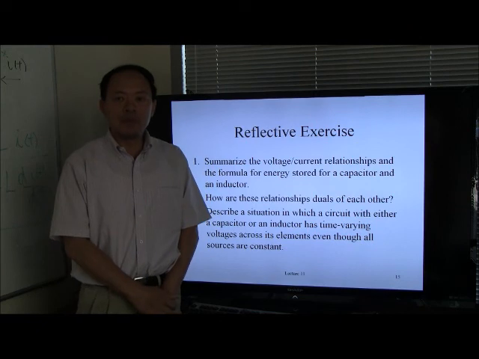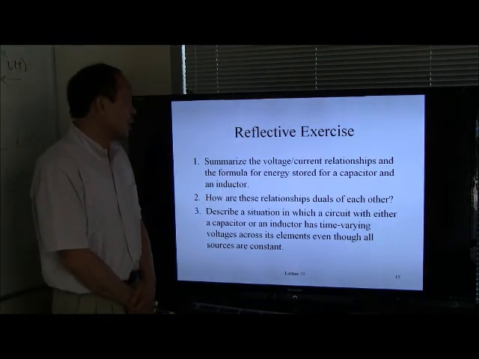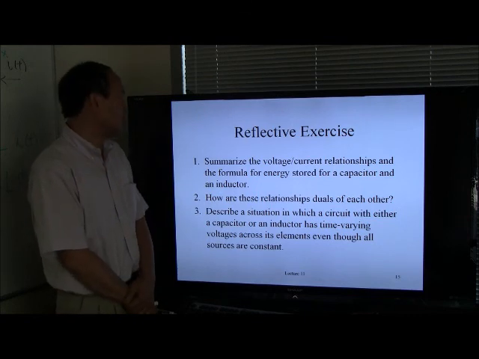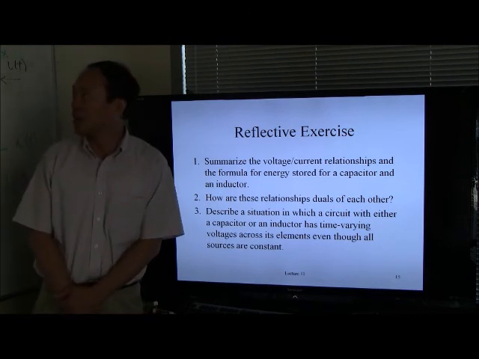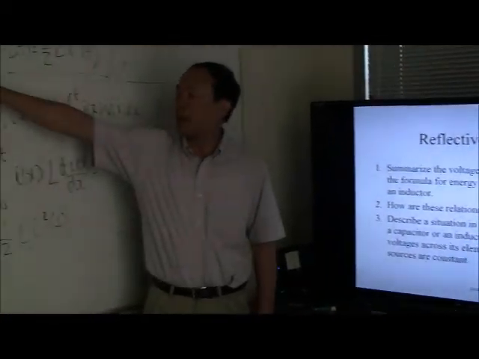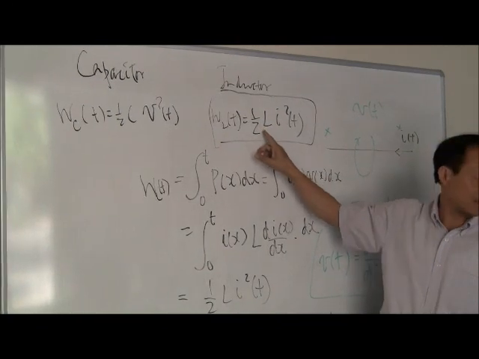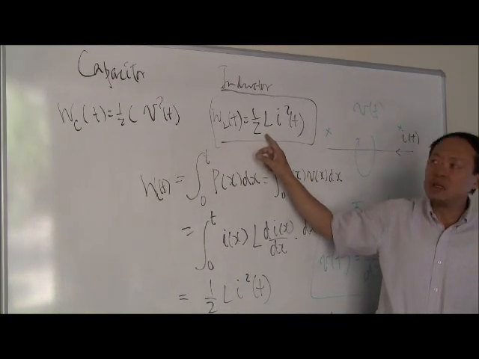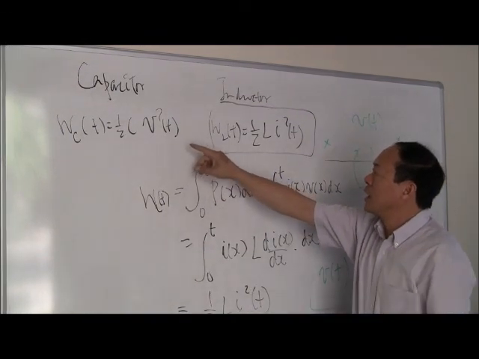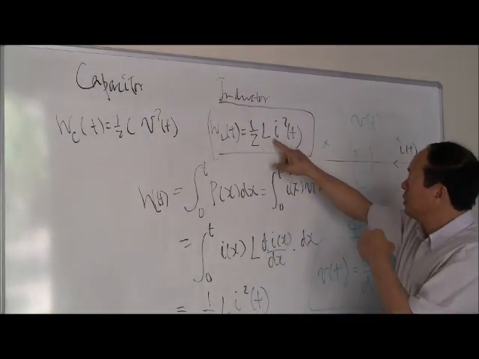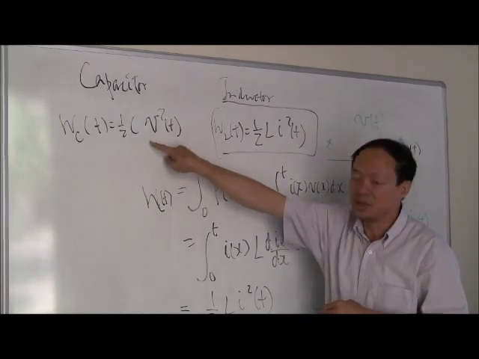So we can do a reflective exercise. We can summarize the voltage-current relationship and the formula for energy stored for a capacitor and inductor. We've done that, which is basically that for the capacitor it is 1/2 Cv squared, whereas for an inductor it is 1/2 of Li squared. These are called dual relationships because they have the same equation, except that in the inductor it is Li squared, whereas for the capacitor it is Cv squared.